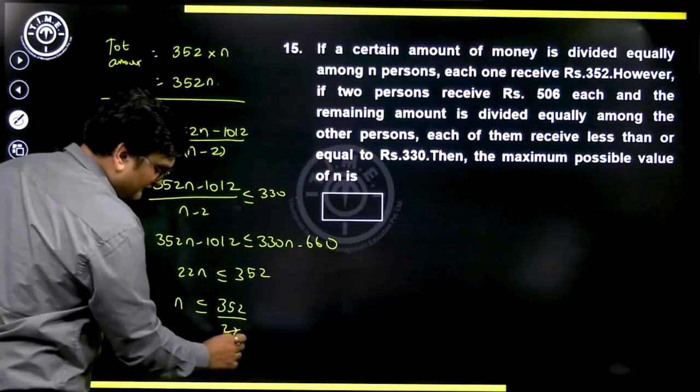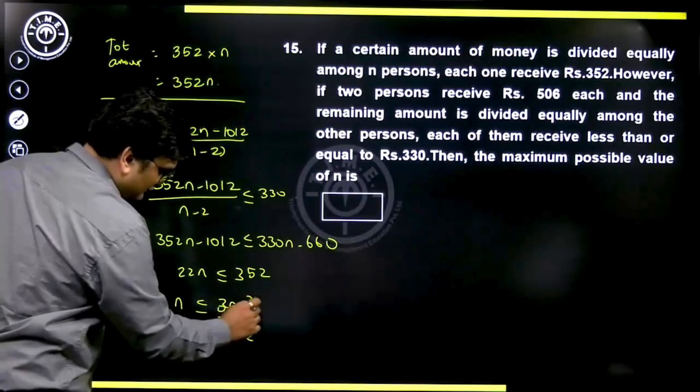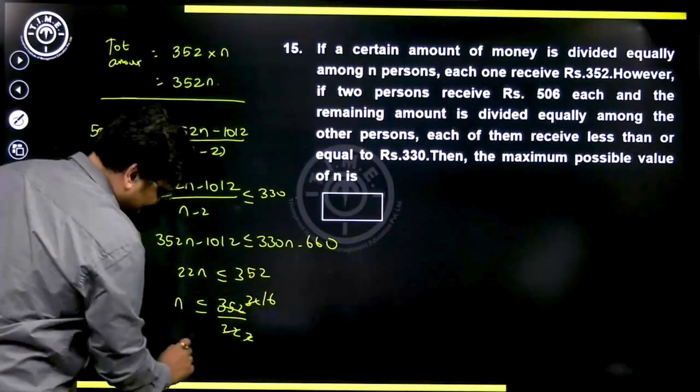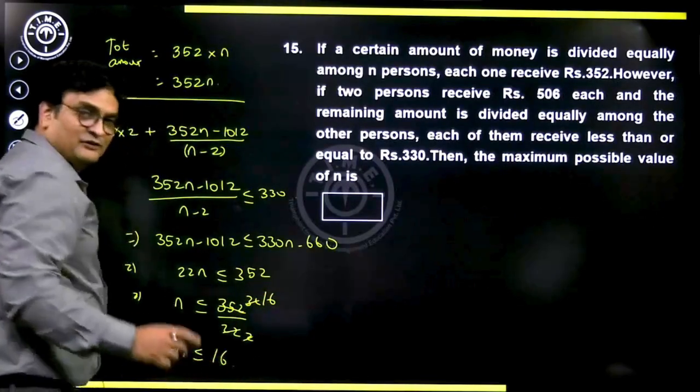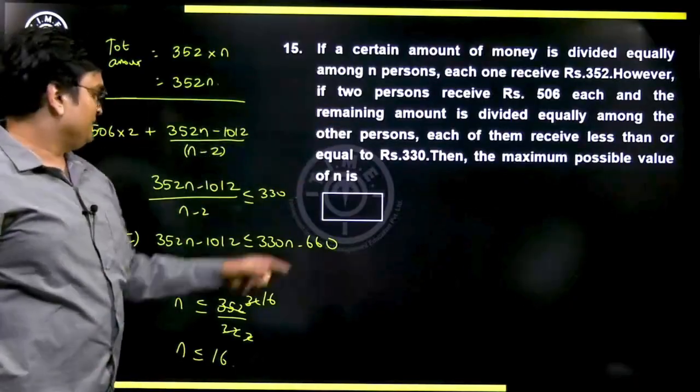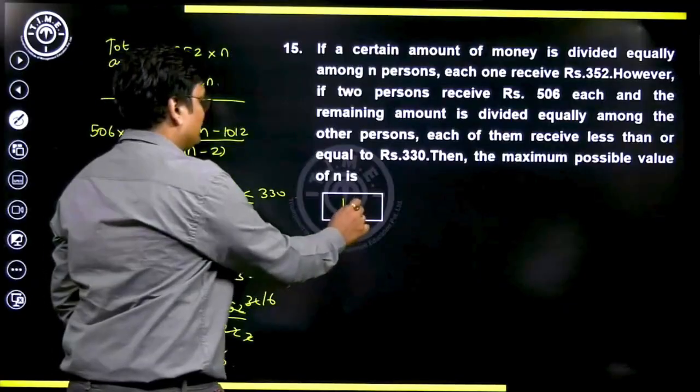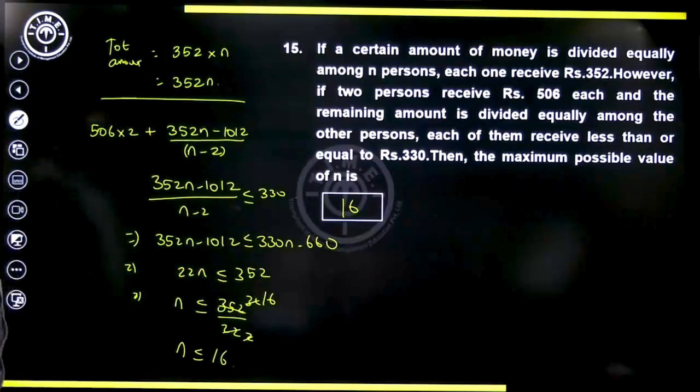So when you solve this, 11 will go 2 times, 11 will go 32 times, 2 will go 16 times. n is less than or equal to 16 we get, and it is asking us the maximum possible value of n. Can we say the answer should be 16? That is going to be the correct answer.